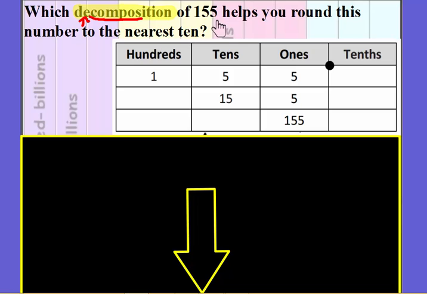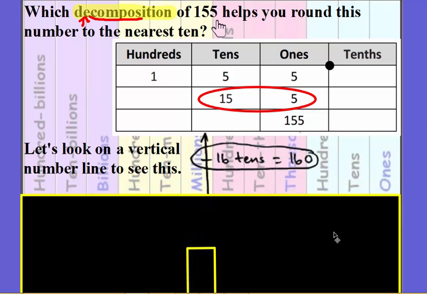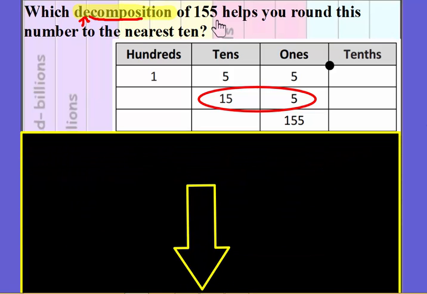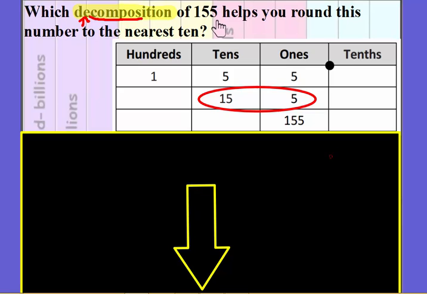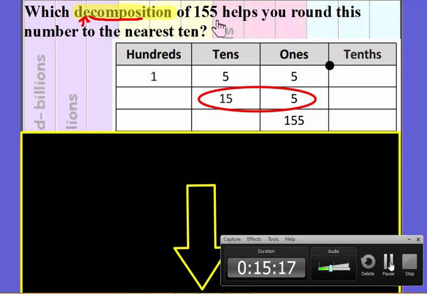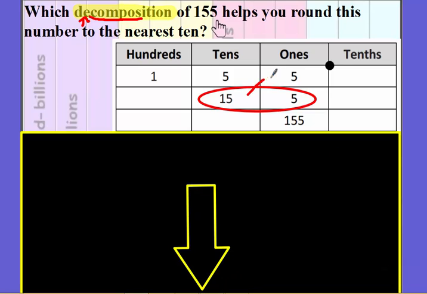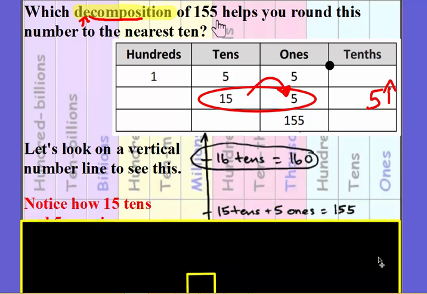Which one's going to help me round to the nearest 10? It's going to be this one. Well, why is that? Oops, we're not to our vertical number line yet. Well, remember, when I'm rounding, I look at the place value to the right, and see if that is 5 or larger. And if it is, I round up. So that's going to be the decomposition that helps me.